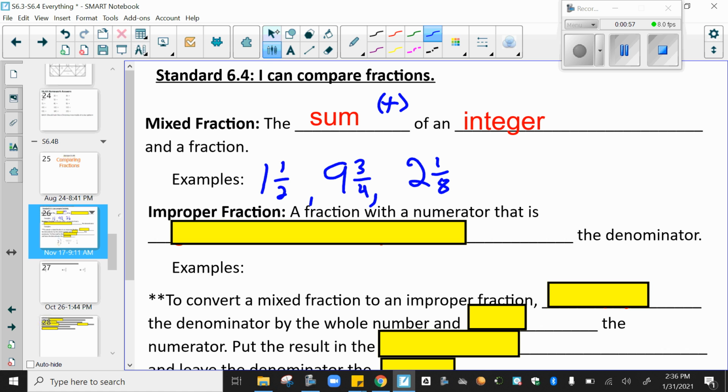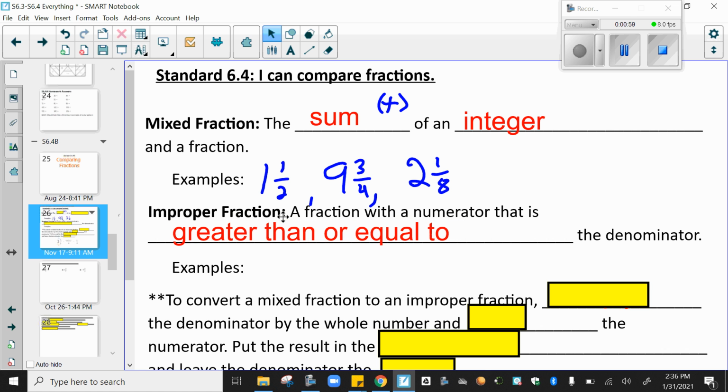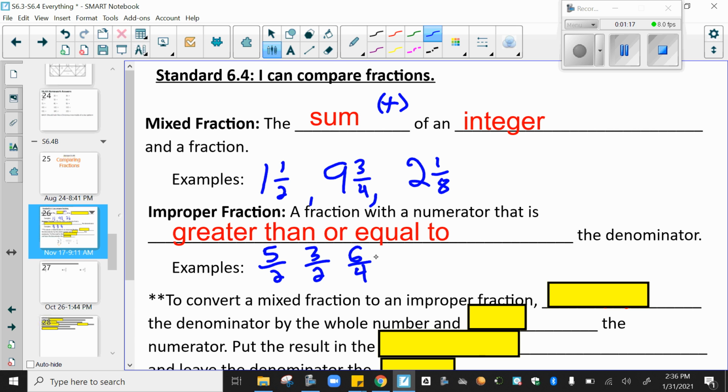Okay. An improper fraction is a fraction with a numerator that is greater than or equal to the denominator. Examples. Greater than would be like 5 halves, or 3 halves, or 6 over 4. All right, or 10 over 9. Those are all examples. The ones that are equal to might be 3 over 3, right? Or 5 over 5. Those are improper fractions, right?